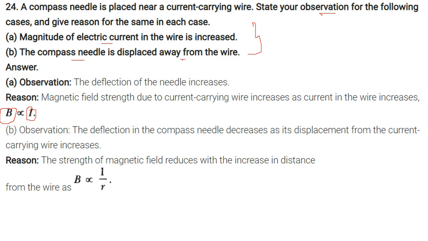In the second case, we observe that the deflection of the compass needle decreases as its distance from the current carrying wire increases. Why? Because the magnetic field is inversely proportional to R. So the strength of the magnetic field reduces with increase in distance from the wire.